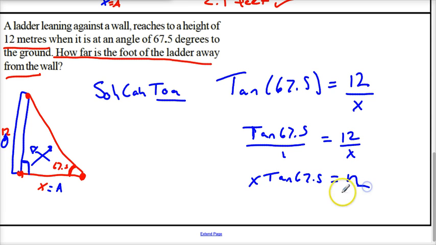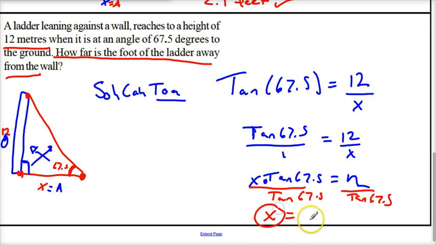Now I know what you're saying. Well, don't we have to solve for x? And x has this pesky tan on it. Pay attention carefully because this is what you have to do. If it's x times the tan, what you need to do is divide both sides by the tan to get x by itself. So the tan of 67.5, let's divide that on both sides. And what you get is x is equal to, you always have to get x by itself, 12 over the tan of 67.5.